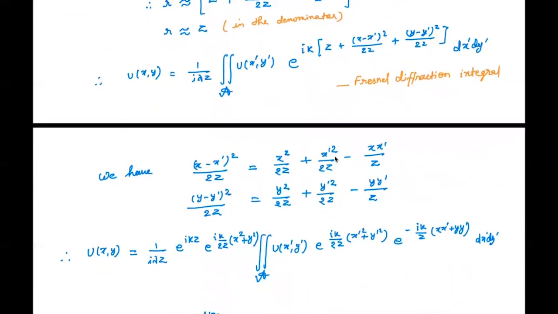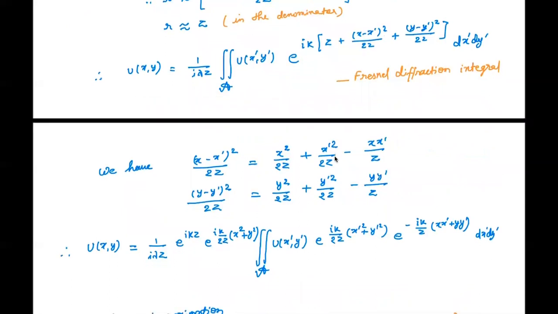So that's the first approximation. Our aim is to get to what's called the Fraunhofer diffraction integral, and for that we'll need one more set of approximation. But before that, we want to rewrite this formula. So let's open this up. (x minus x prime) whole squared by 2z we write as x squared by 2z, x prime squared by 2z, and minus twice x x prime by 2z. Just simple. Same thing for (y minus y prime) squared by 2z. This is how we can expand it.